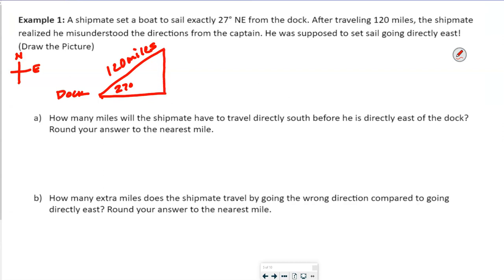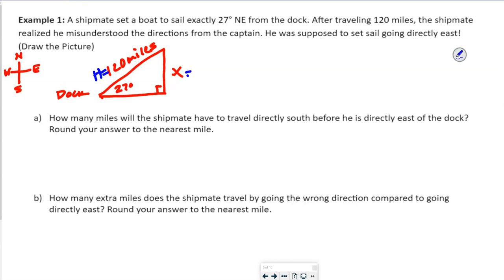It says how many miles will the shipmate have to travel directly south before he is directly east of the dock? That means we're talking about this right here, which is south, because south is down here. So now what we need to find is x. We've got a right angle right there, right? So what is the 120? That's going to be our hypotenuse.